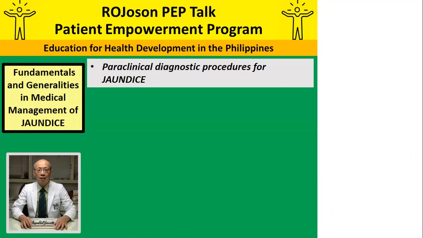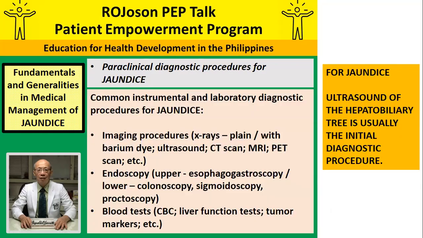So, paraclinical diagnostic procedures for jaundice. The common instrumental and laboratory diagnostic procedures for jaundice are the following: imaging procedures like X-ray, plain or with contrast dyes, ultrasound, CT scan, MRI, PET scan, etc. Endoscopy, usually upper endoscopy, okay. And then blood tests: CBC, liver function tests, and tumor markers.